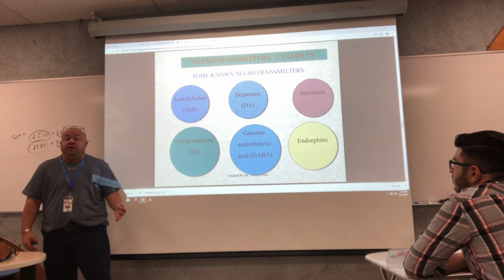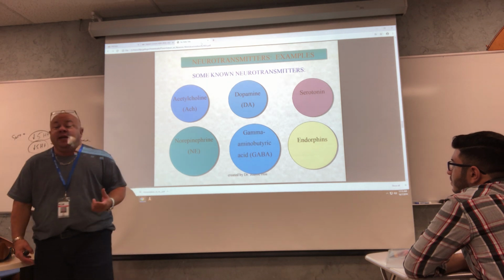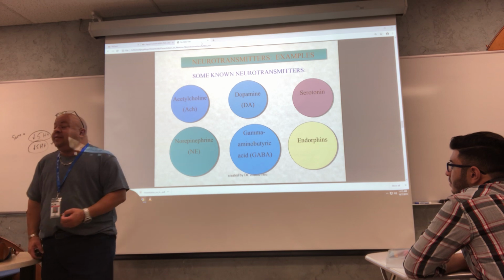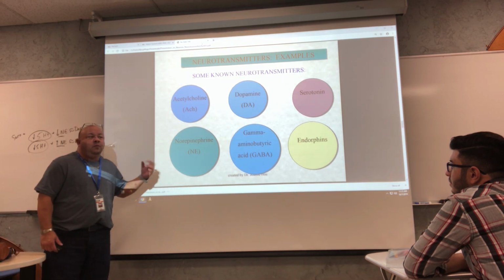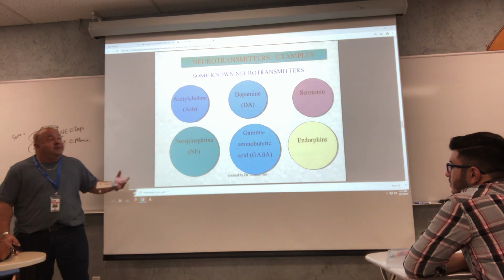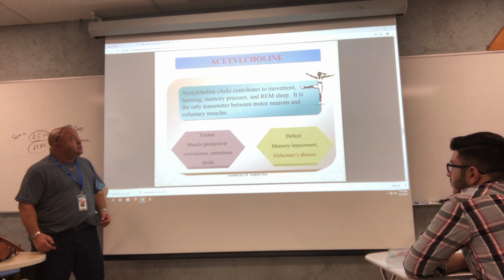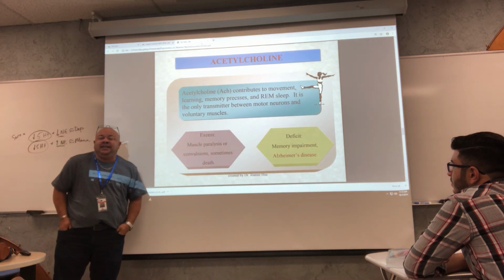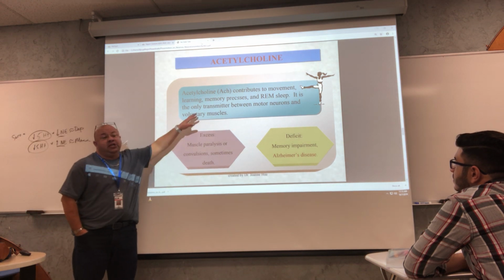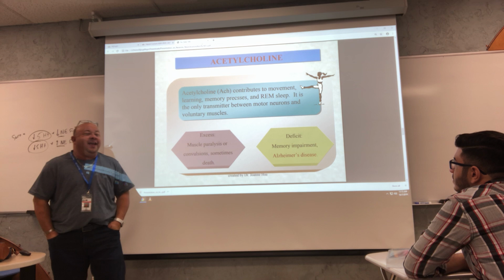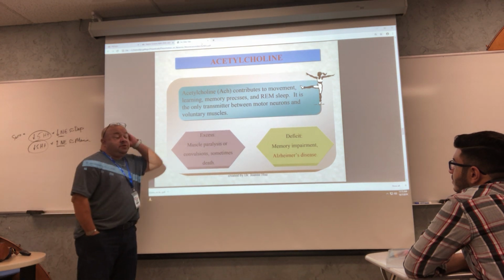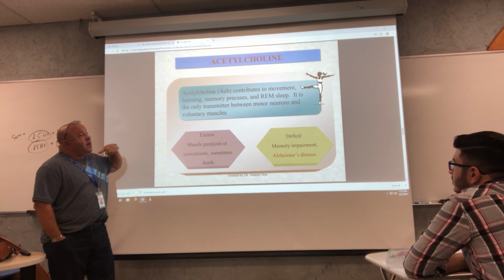Now there are hundreds of neurotransmitters, and some neurotransmitters like serotonin have many different types. But we're going to talk about these because they are really well known for what they do that affects people psychologically, and they've been well researched. So the first of these is called acetylcholine, and it's abbreviated ACh. So if you can't say acetylcholine, you can call it ACh. Acetylcholine contributes to movement and learning and memory processes and REM sleep.